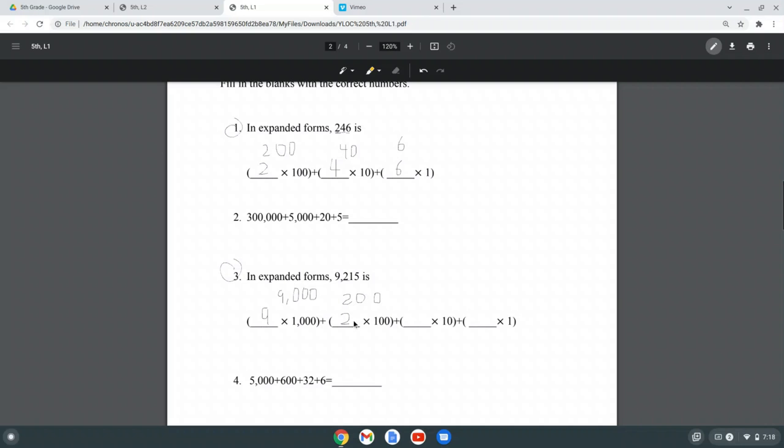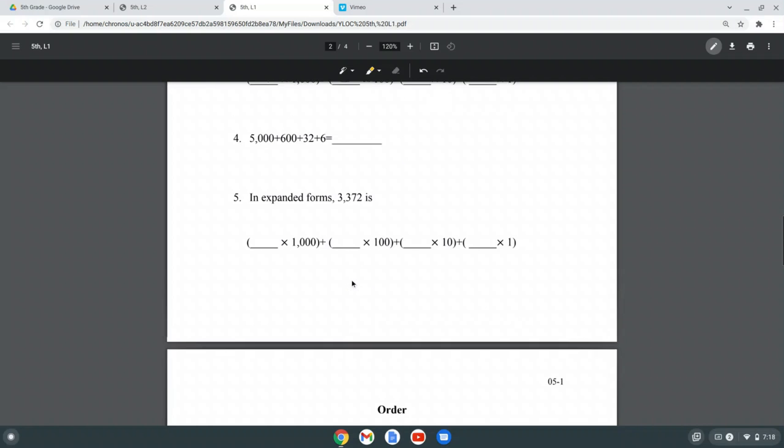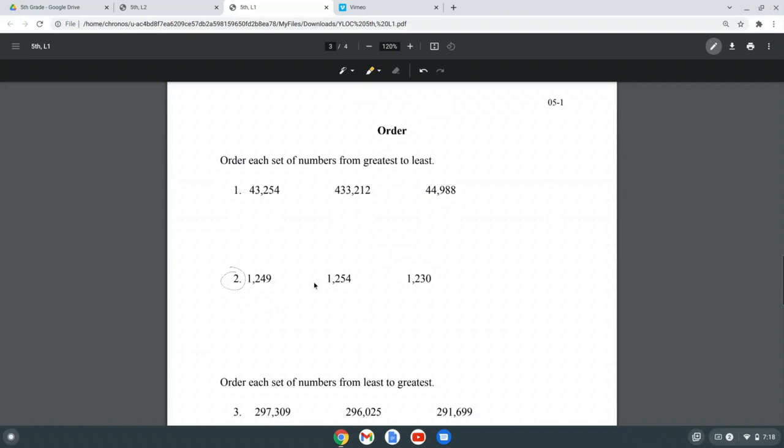Next, something times 10, that'll be 1. 1 times 10 is 10. Then 5 times 1 is 5. If you add them all together, you get 9,215. Let's go to the next one.